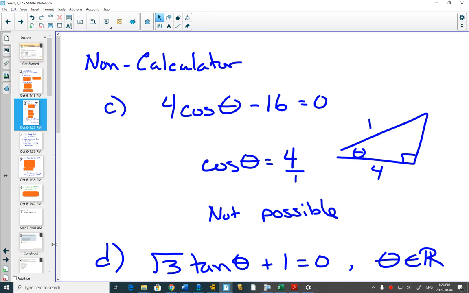Now, A through C were all review of stuff we did in chapter 6. We've solved before, we got reference angles, you can find out what quadrants are in. What's new in chapter 7 is this part right here.